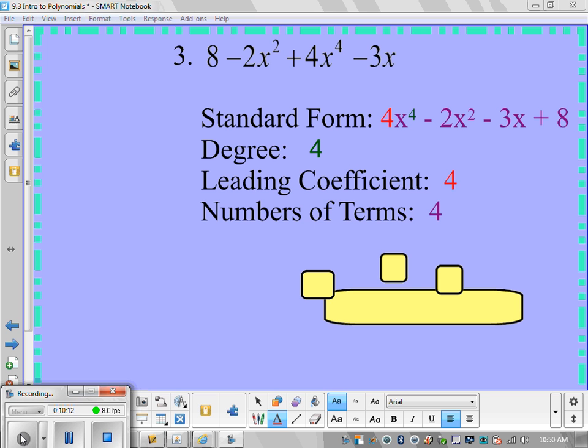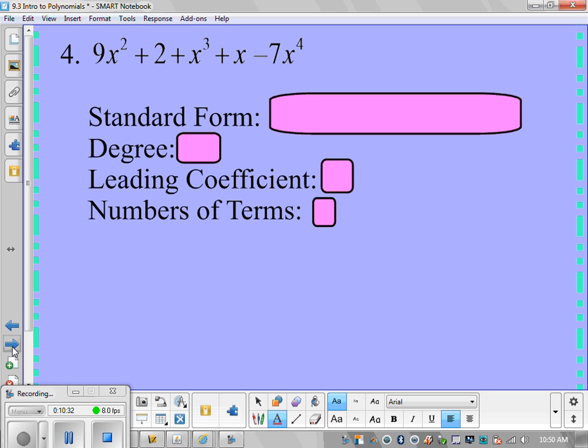The leading coefficient is also 4, but that's because it's the largest coefficient. It's the coefficient in front of the term with the largest exponent. And interestingly enough, this is a 4-term polynomial. So all those answers were 4. How did you do? Make any changes you need to.